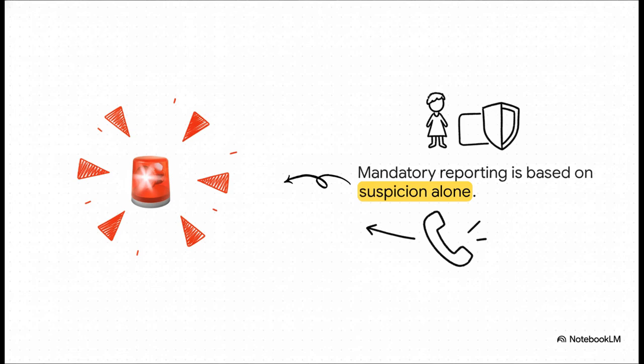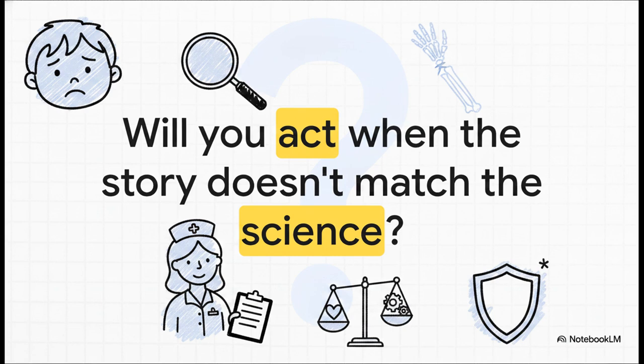As we wrap up this explainer, I want to leave you with a vital question to ask yourself. If the story doesn't match the science, if the injury doesn't match the child's developmental ability, are you prepared to act? Are you prepared to stabilize the patient first, trust your objective assessment over any demographic biases, document the facts without judgment, and make the courageous call to report your suspicion? Because that objective clinical reasoning is exactly what will ultimately save a child's life.